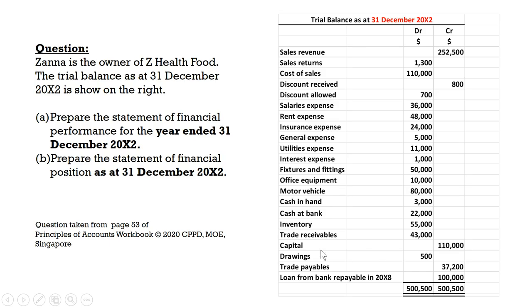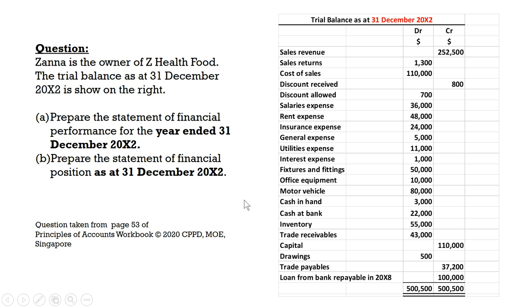Here's the question. Zena is the owner of Z Health Food. The trial balance as at 31st December 20x2 is shown on the right. First, A. Prepare the statement of financial performance for the year ended 31st December 20x2. Next, in B. Prepare the statement of financial position as at 31st December 20x2.